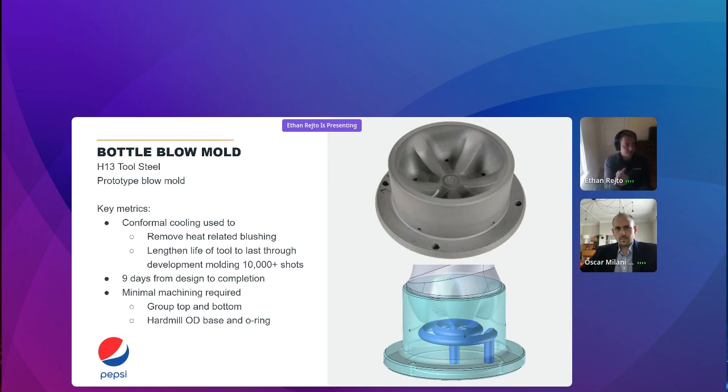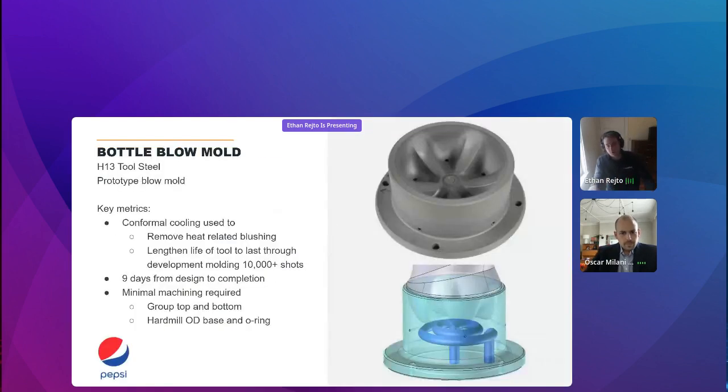And they were able to use a conformal cooling spiral in the bottom here, which actually helped with some mold defects they were having. They were getting some blushing from the heating, and they weren't getting the plastic as clear as they would have liked. From design to completion of this tool, with that conformal cooling channel in it, took just 9 days. And you can see that they did minimal machining. They just had to grind the top and the bottom, and they did a little hard milling. There's an O-ring seal here for the actual channel.